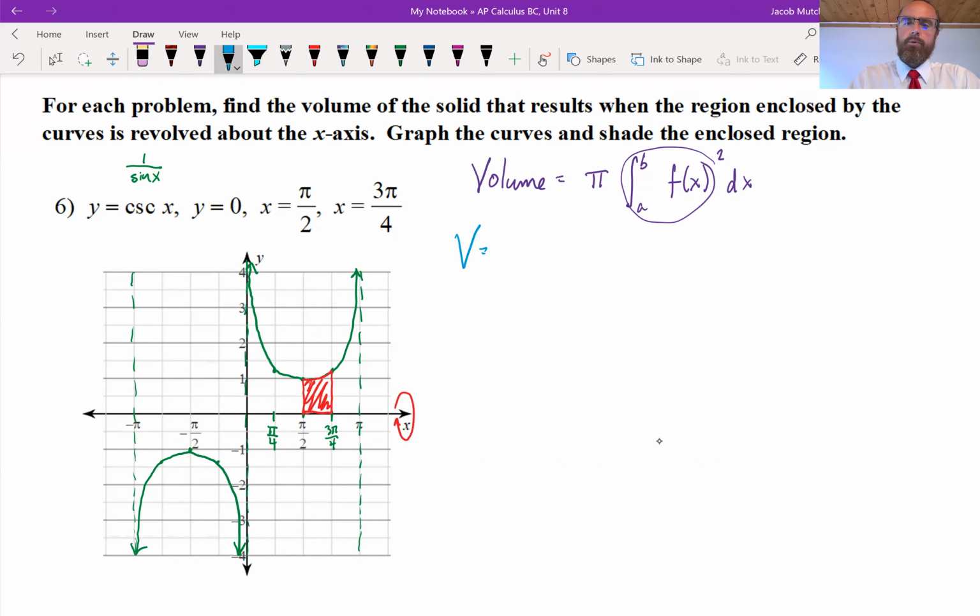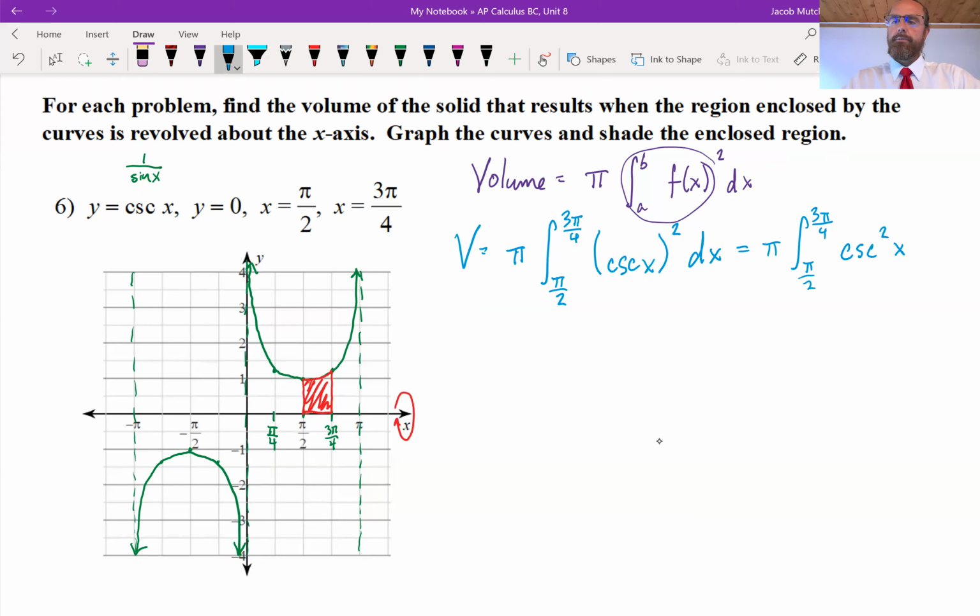Our volume is going to be equal to pi times the integration from pi over 2 to 3 pi over 4 of this function, cosecant of x squared dx. So again, that's my setup. And I could rewrite that as just pi integration pi over 2 to 3 pi over 4. This is such a small change, I almost hesitate to write it, except that it kind of gives us some insight into the antiderivative. So I'm just moving that square so that it looks like cosecant squared.